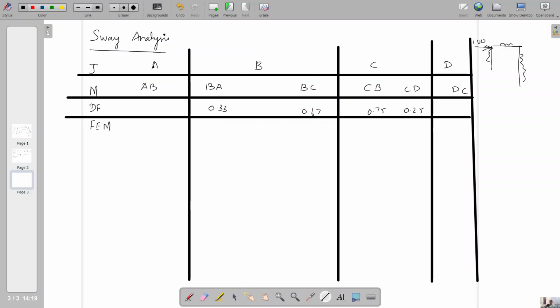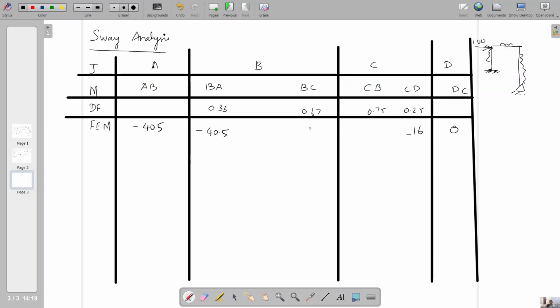Distribution factor and the fixed end moment value for AB and BA is minus 40.5. We have calculated as minus 40.5, minus 40.5, and for CD it is minus 16, for DC it is 0. Why it is 0? Because of the hinged support. Here it is minus 38 L by L square. Here it is minus 68 L by L square. At the bottom also minus 68 L by L square.